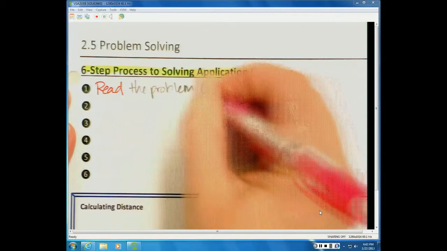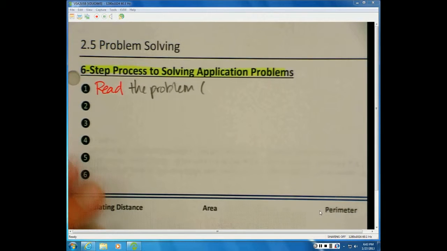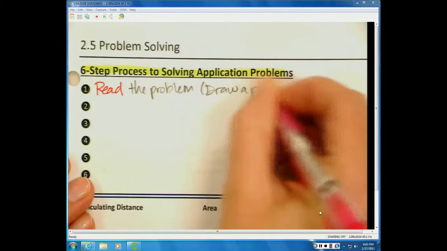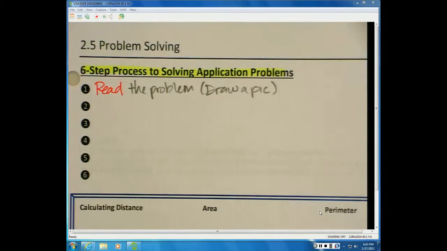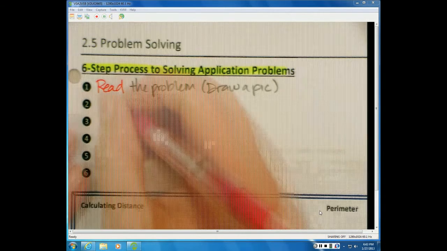What's helpful as you're familiarizing yourself with the problem is drawing a picture or a chart or a table or some way of visually representing the situation. Once you have the problem, you need to decide what you're going to have your variable be. What are you trying to find out? Usually your variable is going to be the thing that you know the least about. So step 2, assign a variable.